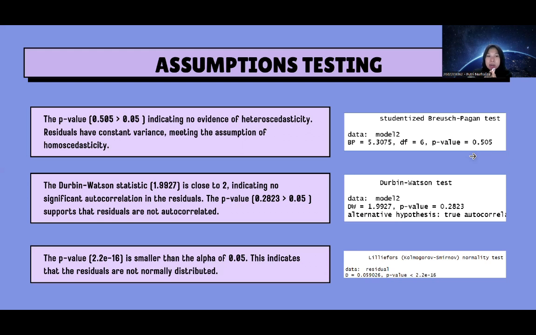Then, in the Kolmogorov-Smirnov test, the p-value is smaller than the alpha of 0.05. That indicates that the residuals are not normally distributed. So this violates the assumption of normality, or we reject the null hypothesis.